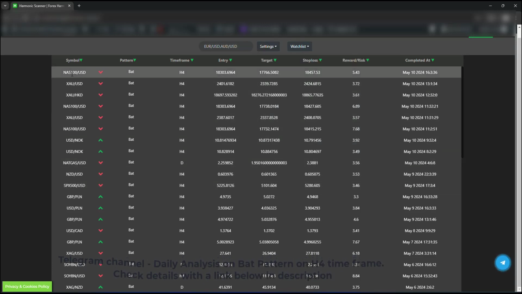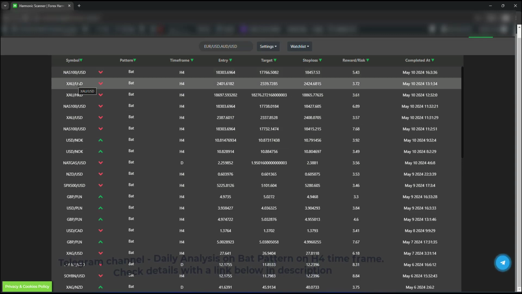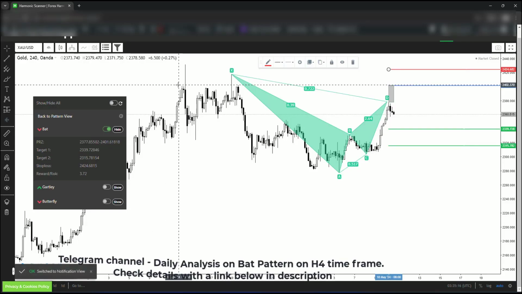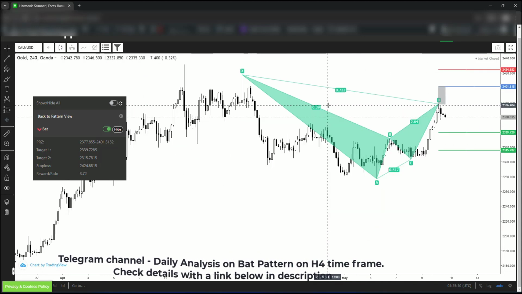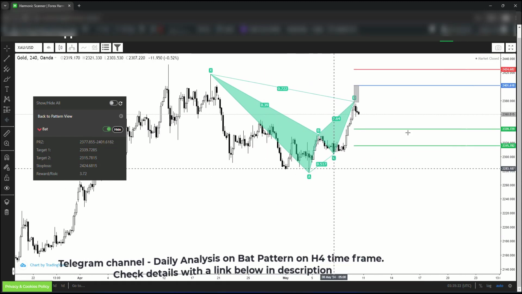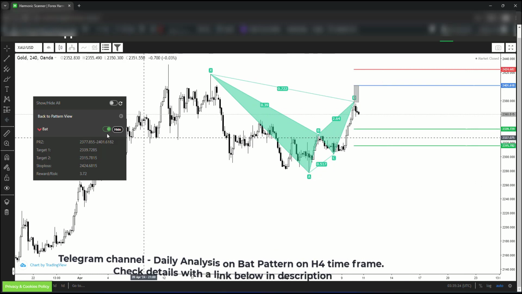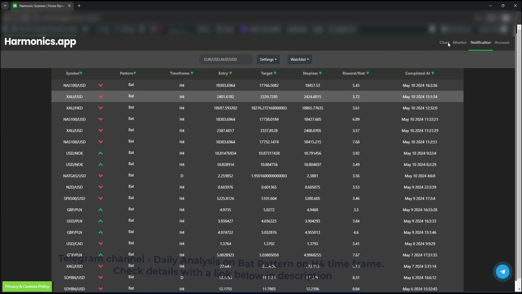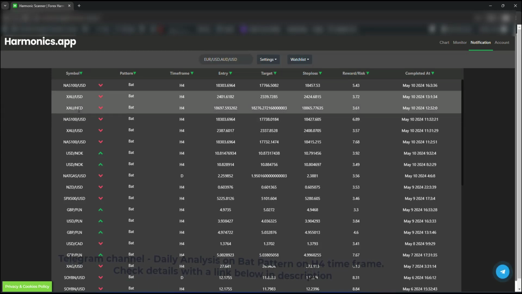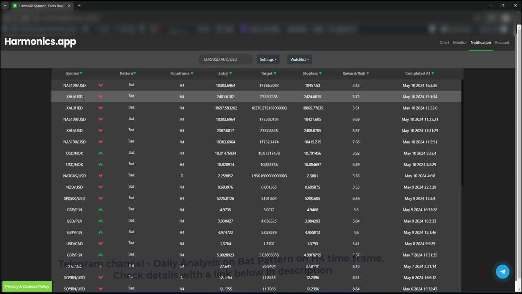For example, currently we have gold against US dollar. It is a bat pattern on the 4-hour time frame. When you click on it, the scanner will return you to the chart and show you all these details, visible also inside the small window. If you would like to get back to the list, click the notification window tab, and then select which one you would like to check.